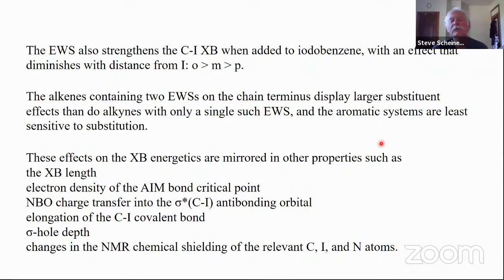And the effects are not just on the energetics. These same effects are seen in the sigma hole depth, which we looked at first, the electron density of the AIM bond critical point, the amount of charge transfer that's taking place, and the changes in the NMR chemical shielding, although it's really only something that you see on the nitrogen in any kind of systematic way.